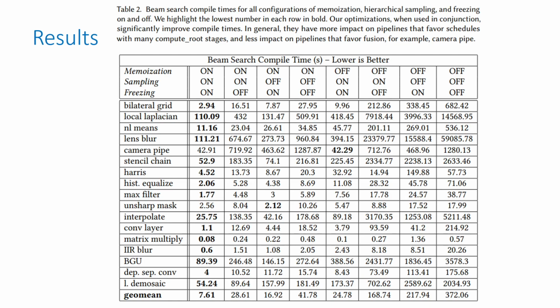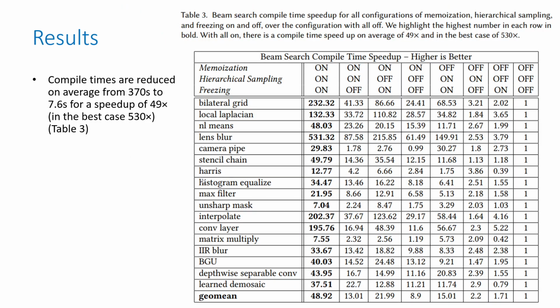And here is the view of the speedup. It's the same data as the previous table, but with speedup. And you can see when all are off, then you get all ones. And in here you get the huge speedup on compilation time. That I think in average was 370 seconds. No, that's the number of seconds. It's a speedup of 49x. That's what they mentioned at the beginning of the paper in average. And in the best case, 530x.